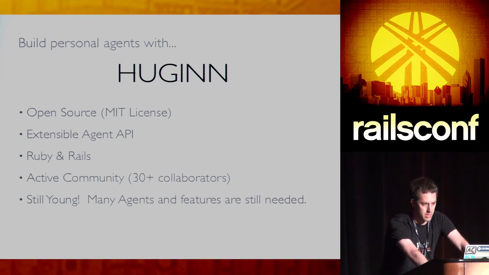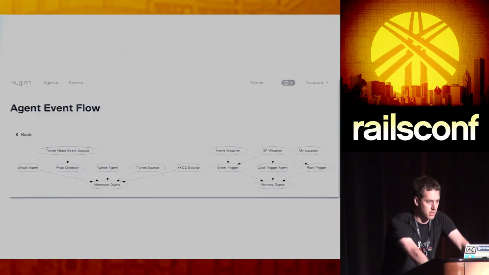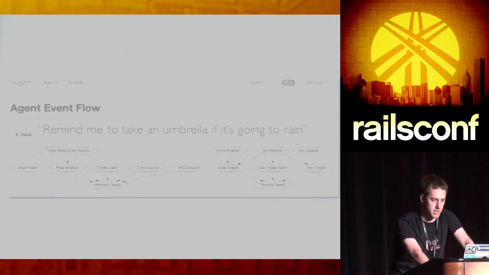So it's open source, has an extensible Ruby API, and over the last year we've gotten about 30 collaborators. There's lots of new features coming. We actually just released Rails 4.1 today. So in Hugin, events flow between agents in an event flow diagram. I'm just going to dive in and go quickly.